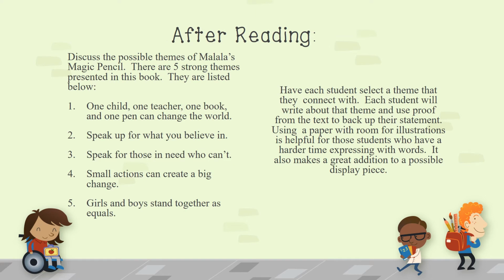After reading the story, discuss the possible themes of Malala's Magic Pencil. There are 5 strong themes presented in this book, and they are listed below. There are also other themes that students could find and could work. Number 1, 1 child, 1 teacher, 1 book, and 1 pen can change the world. Number 2, speak up for what you believe in. Number 3, speak for those in need who can't. Number 4, small actions can create a big change. And number 5, girls and boys stand together as equals.